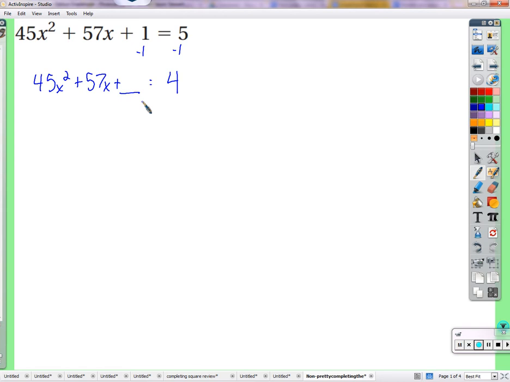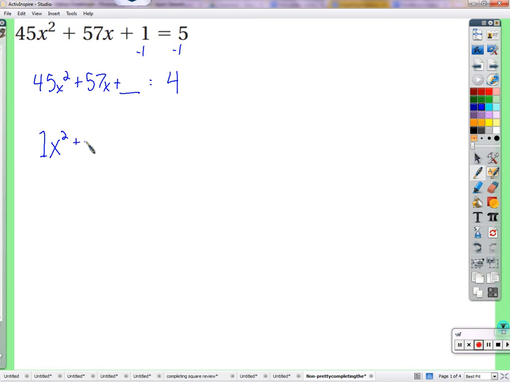Oh, wait. Yeah? You have to make the x squared. You have to make 45x squared into x squared. Yes, we want in our next step to have 1x squared. How do we do that? Divide by 45. Divide everything by 45.